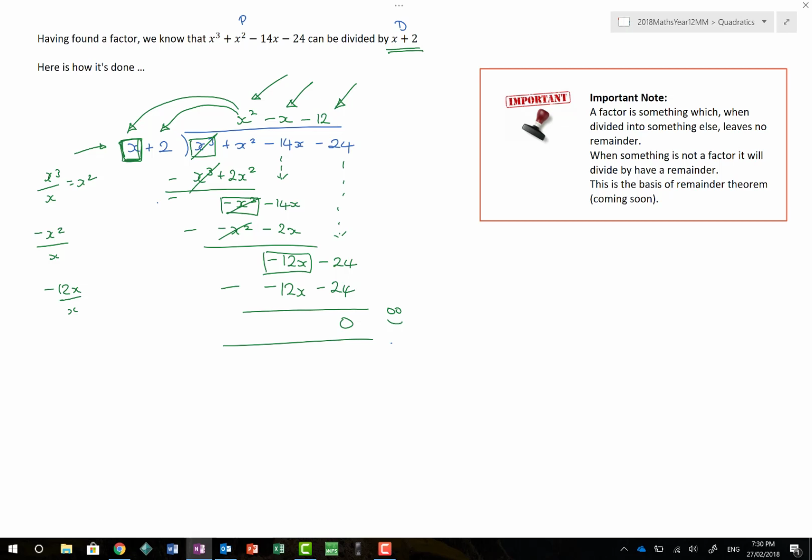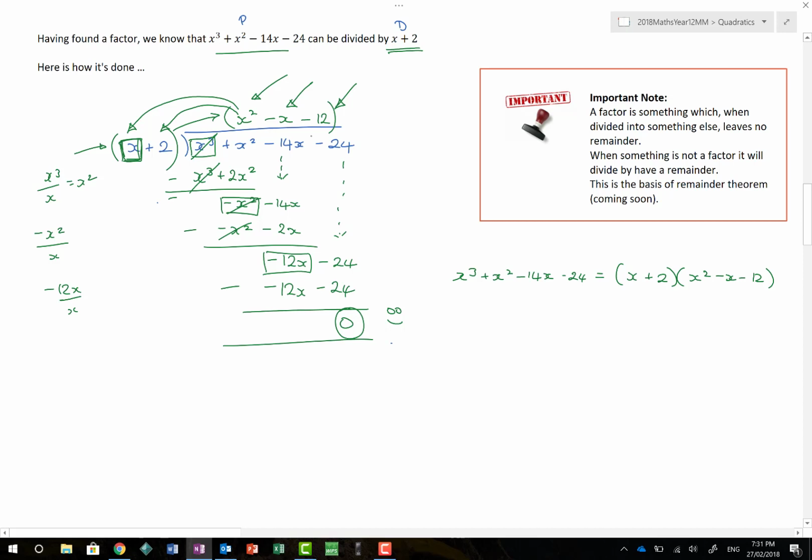Well, what we've actually just proven is our original cubic x cubed plus x squared minus 14x minus 24 can now be split up and written as x plus 2 multiplied by x squared minus x minus 12, right? There is no remainder, and so our division can now be written as the divisor multiplied by the quotient. Now the quotient's the thing on the top.